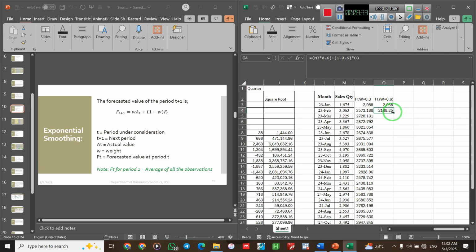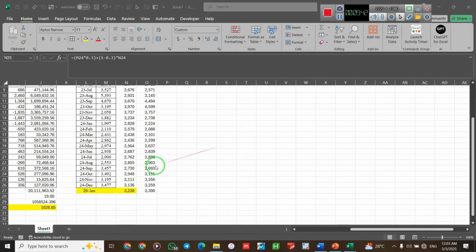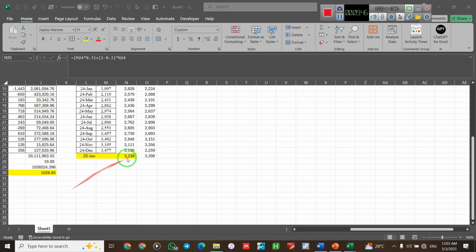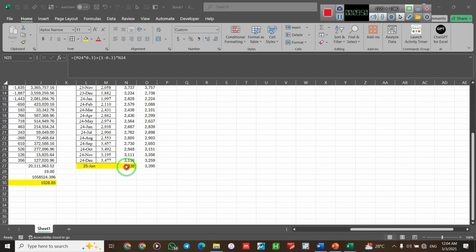Then you can simply double click from here. So the total formula will be pasted in here, and so now we have forecasted the sales for 2025 January using 0.3 weight and 0.6 weight, right? And these are the answers.